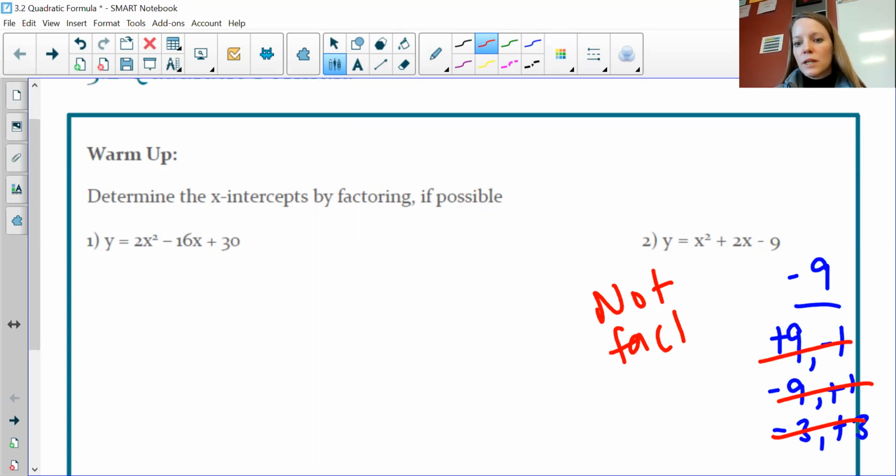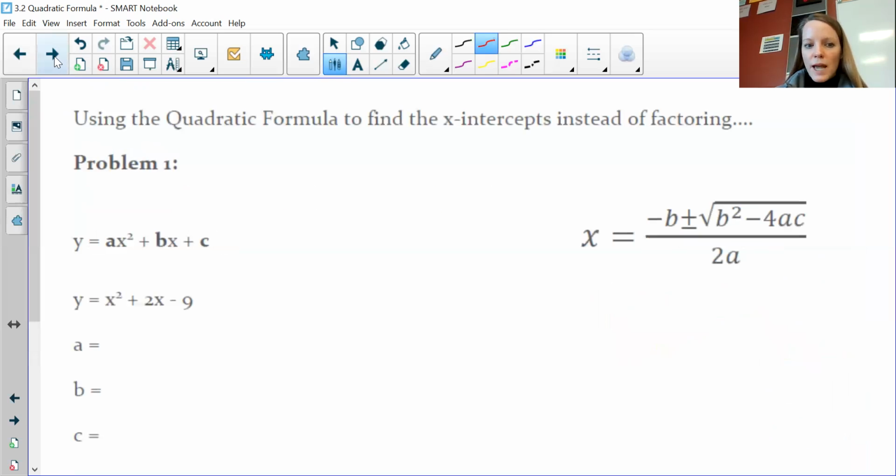And now what we're going to be switching into is a concept of what do we do in this case? How do we solve for the x-intercepts if it's not factorable? Or how do we determine if there are x-intercepts or not? So what we're going to be doing now is using a formula in order to solve for the x-intercepts. This is called the quadratic formula.